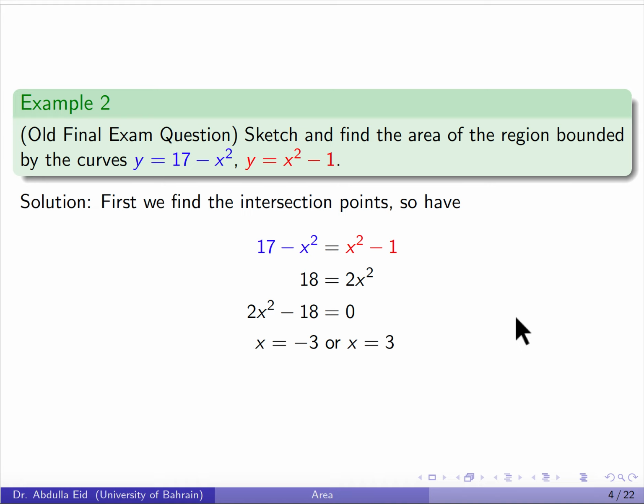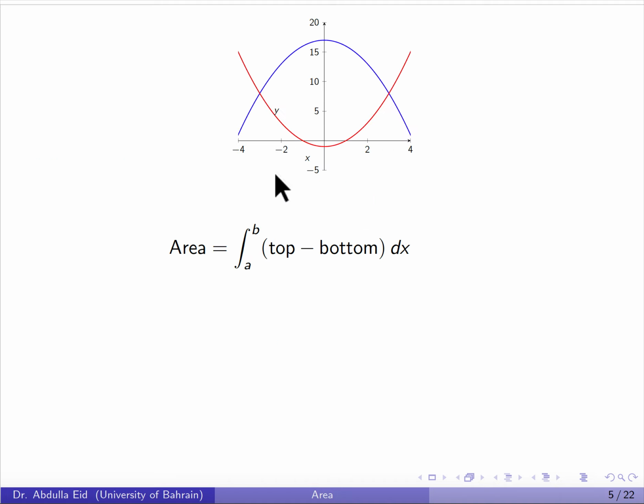Now we are in a very good situation to find the area. Why? Because look at the sketch again. We have the left intersection point is -3. The right intersection point, which is here, is 3. So my integration will go from -3 to 3. The top function, as you can see, will be the blue function. The bottom function, as you can see, will be the red function. So we just have to write -3 to 3, the blue function minus the red function.